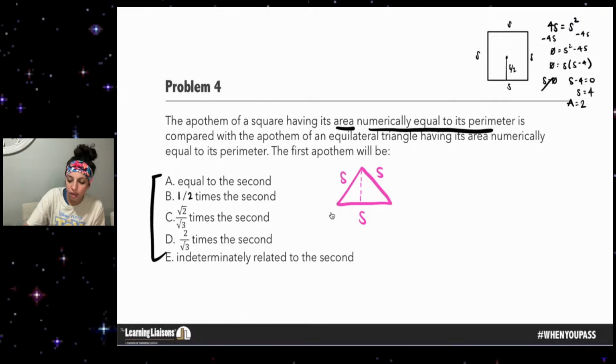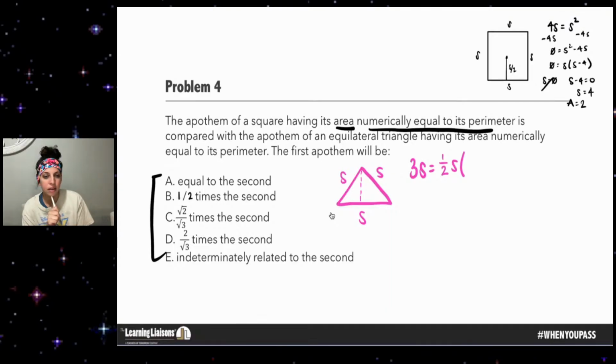And I know that the perimeter, S plus S plus S, 3S, is going to equal the area of my triangle, but I want to keep it in terms of S. Well, I know that the area of my triangle is going to be 1/2 base, which is S, times the height. How do I find the height in terms of S?